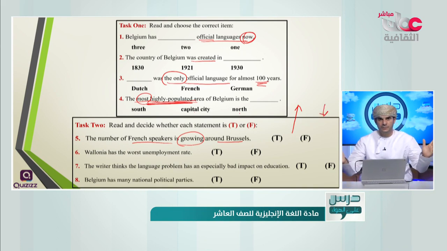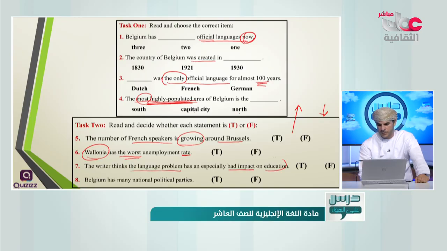If it's growing, it's true. If it's not, it's false. Wallonia has the worst unemployment rate. So Wallonia has the worst unemployment rate. Okay, the percentage. True or false? The writer, the one who has written this text, thinks the language problem has an especially bad impact on education. Is that so? Okay. Belgium has many national political parties. Many, not one or two, many political parties.